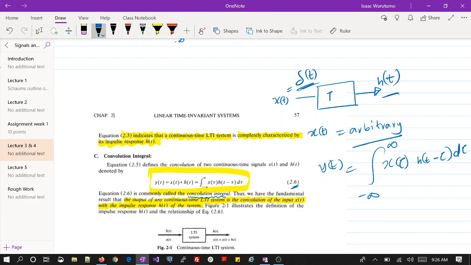And equation 2.6, just a minute. My mouse has stopped for a minute.